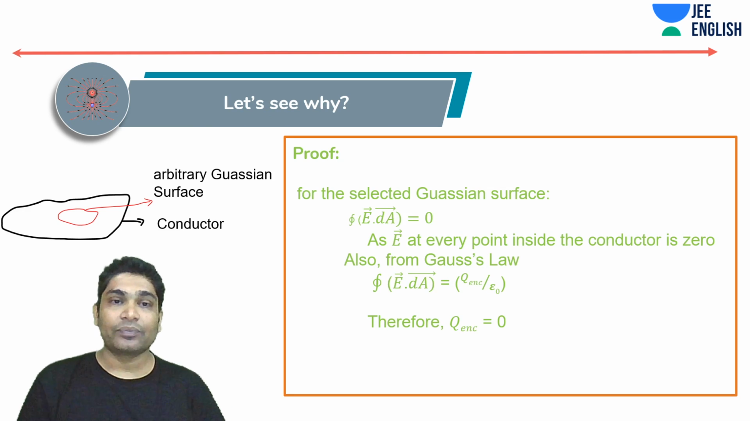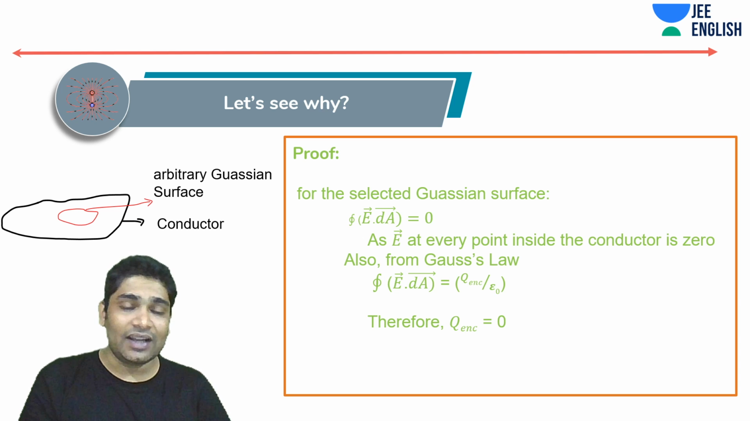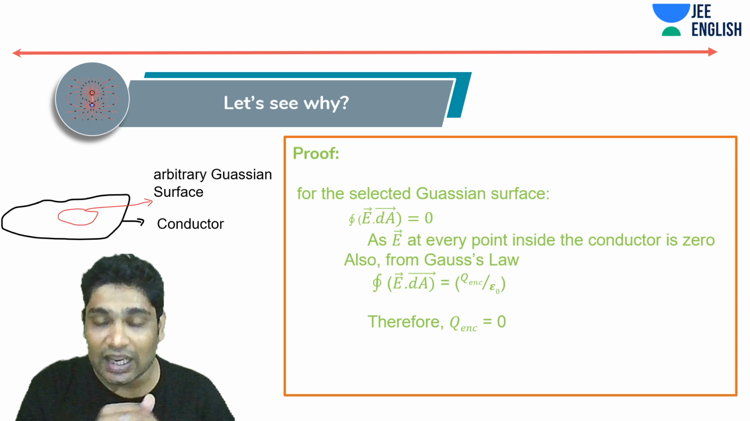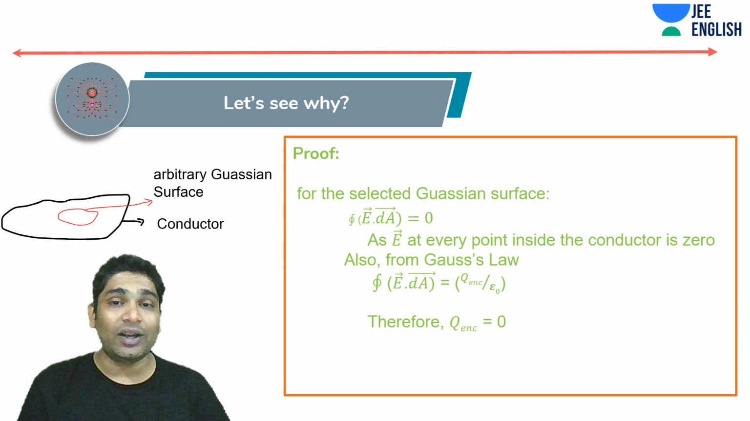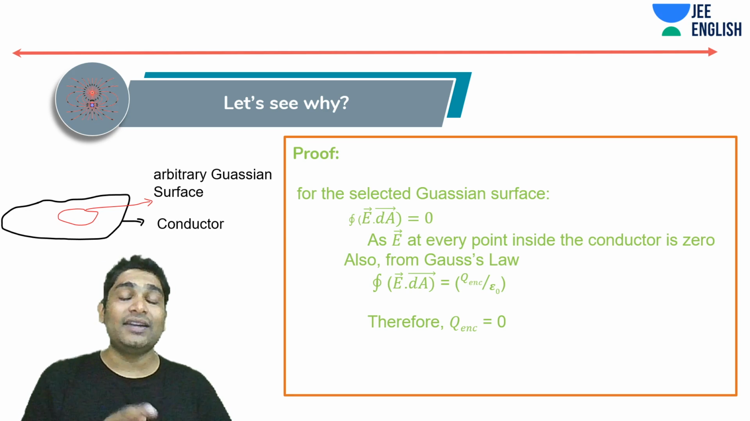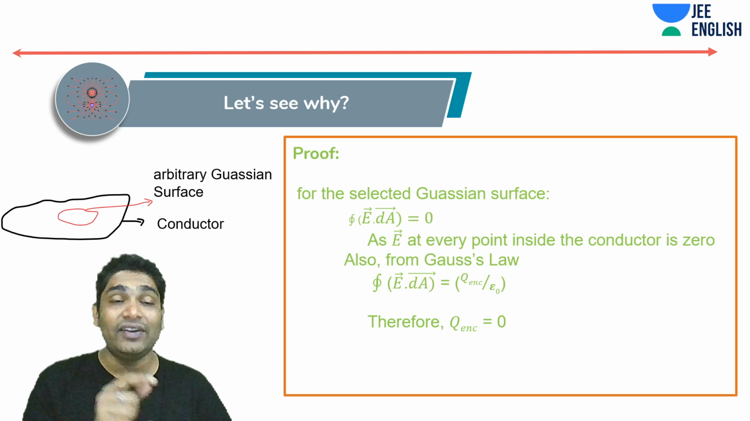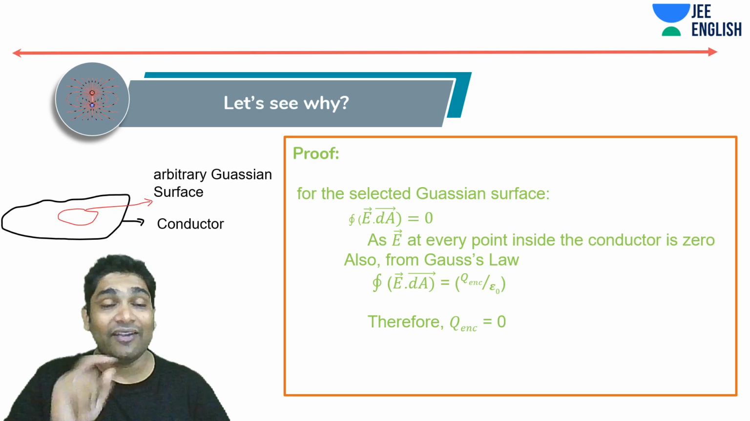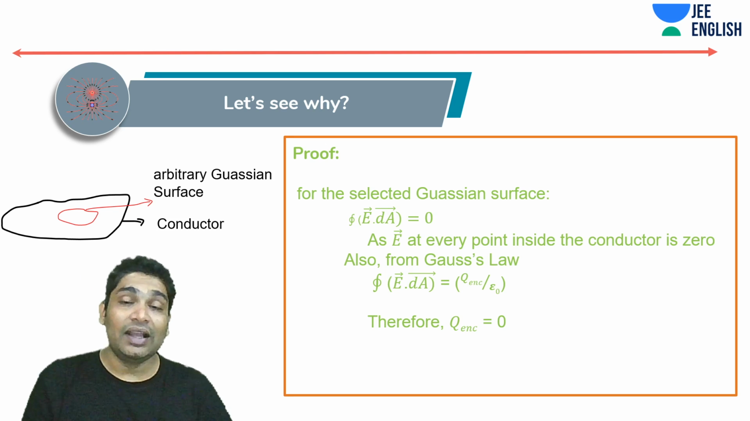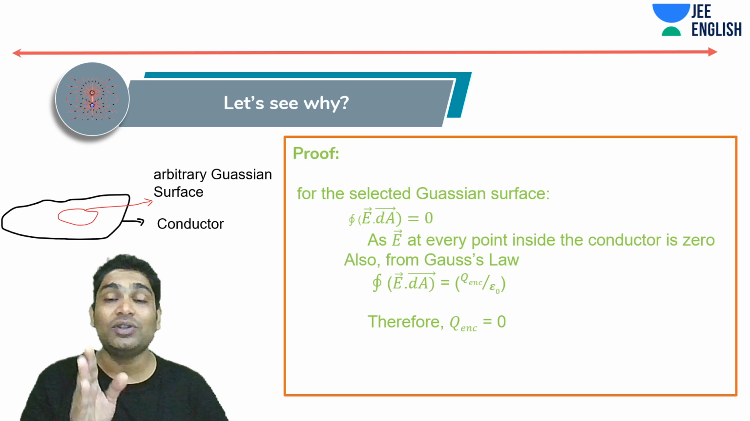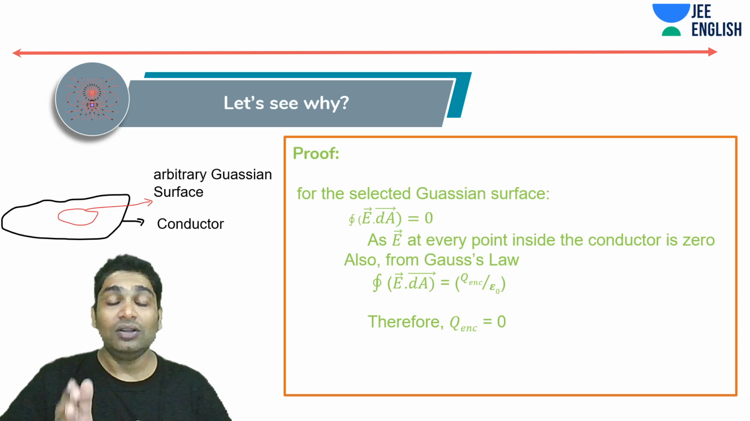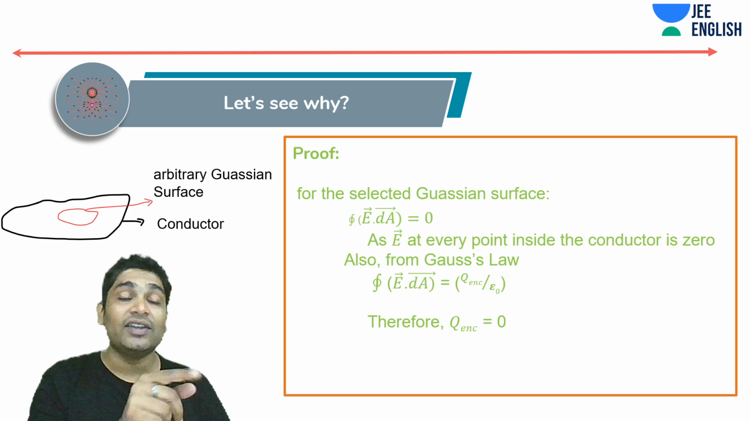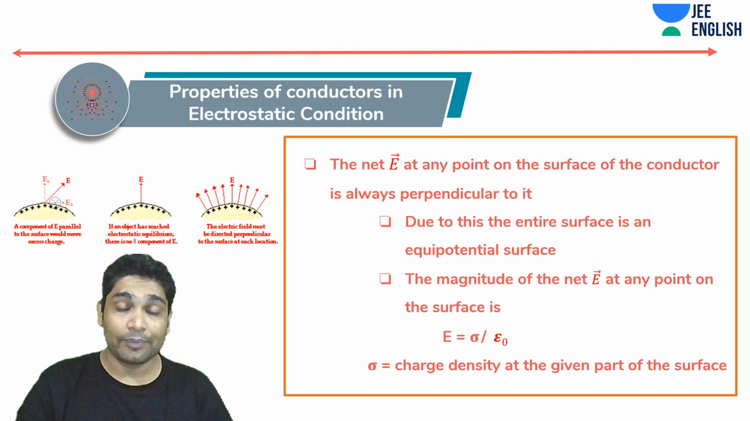Now let's see why. So here's the proof. We imagined a conductor and then we arbitrarily selected a Gaussian surface. For this selected Gaussian surface, I can see that the closed integral of E dot dA has to be 0. Why? Because I already discussed that the E inside the conductor everywhere must be 0. If the E is 0, E dot dA becomes 0 at every point. If E dot dA at every point is 0, the closed integral will also be 0. And from Gauss theorem, we know that this closed integral is equal to the charge enclosed divided by epsilon naught. So if this is 0, our conclusion is that the charge enclosed has to be 0, which means there can be no charge accumulation anywhere inside the volume of the conductor, right?